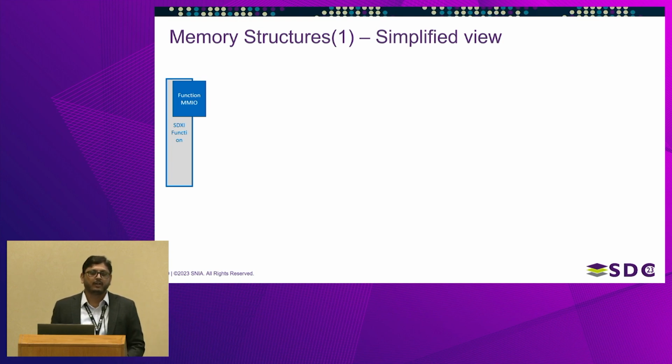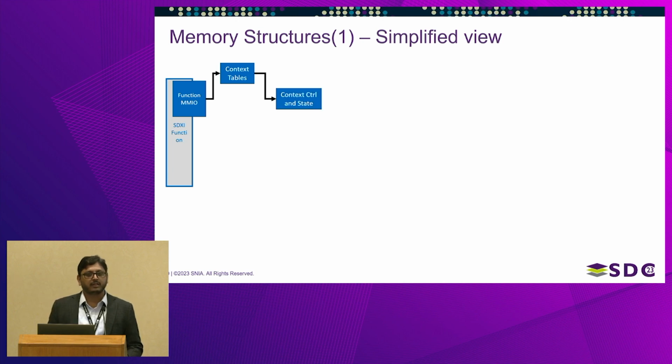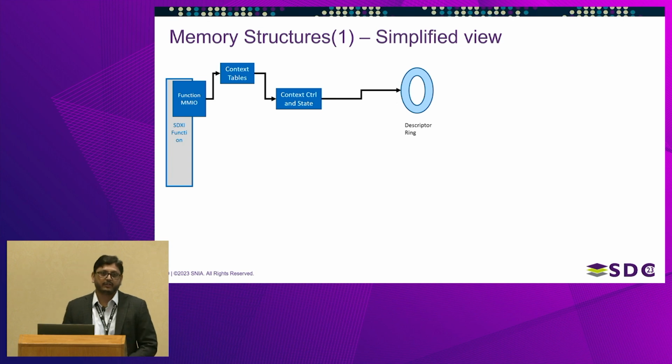A context is where a user space application may want to interact with this function and enqueue work to it. You will have certain kinds of context tables that describe the various contexts that have been set up. Each of these contexts will have their own control and state information that's all architected as part of the spec. Each context will have its own descriptor ring, and this is how we interact with the function directly.